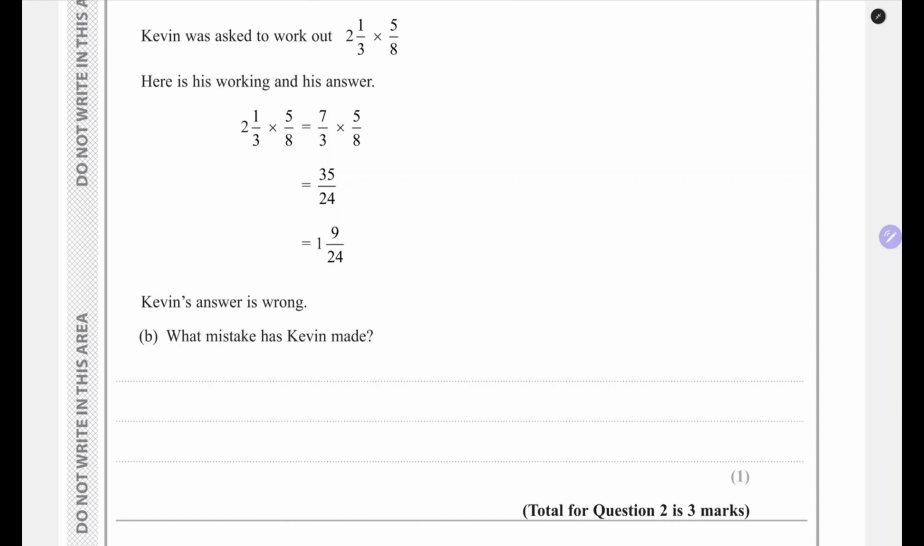Let's see if he's done that correctly. So just as we've done previously, 2 multiplied by 3 plus the 1 over 3, and that gives us 6 plus 1 over 3, which is 7 over 3. So the first line is correct. The next thing that he's done is he's multiplied the two fractions together. When we multiply fractions together, we multiply the numerators together and the denominators together. So 7 times by 5 over 3 times by 8, that gives us 35 over 24. So the next part of his working out is also correct.